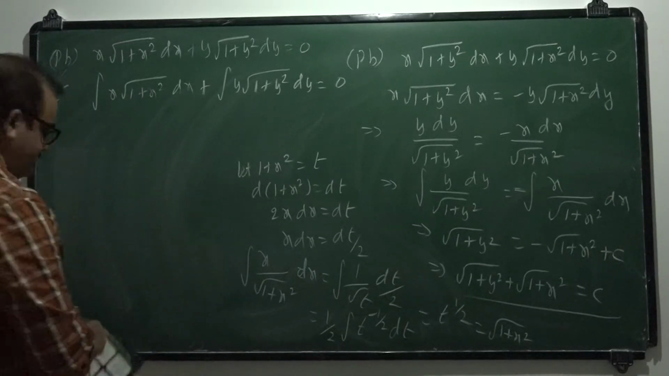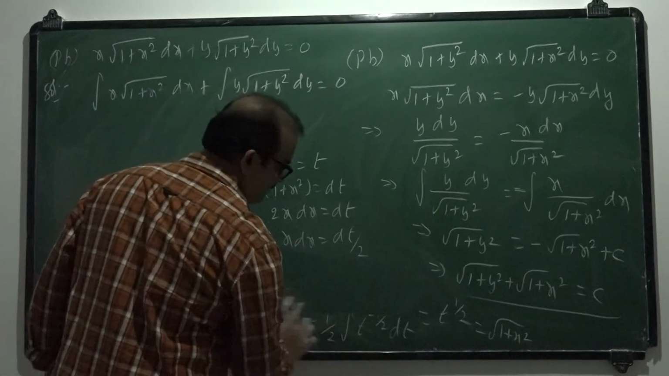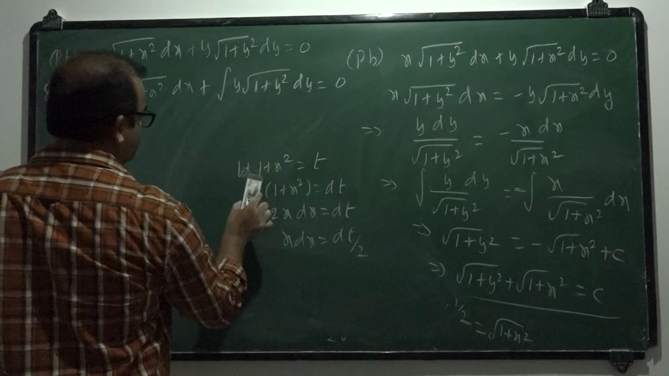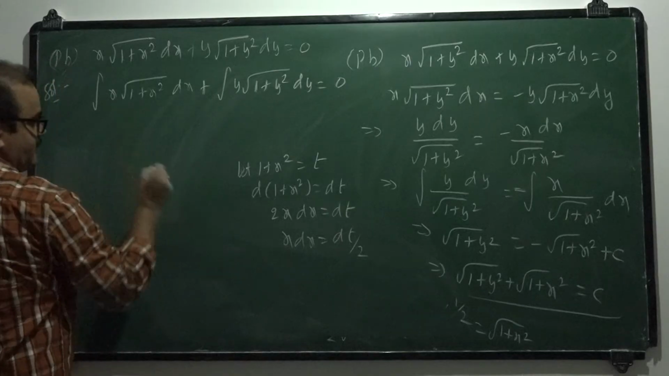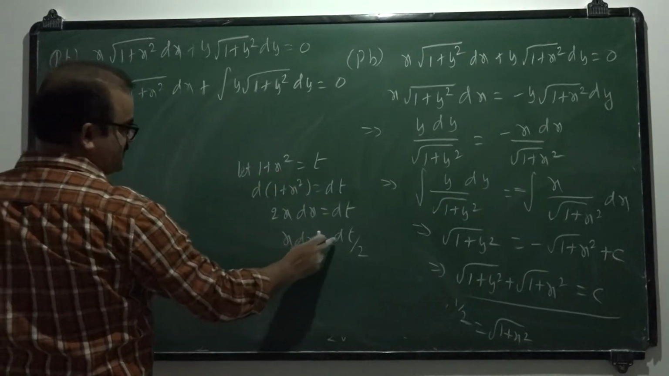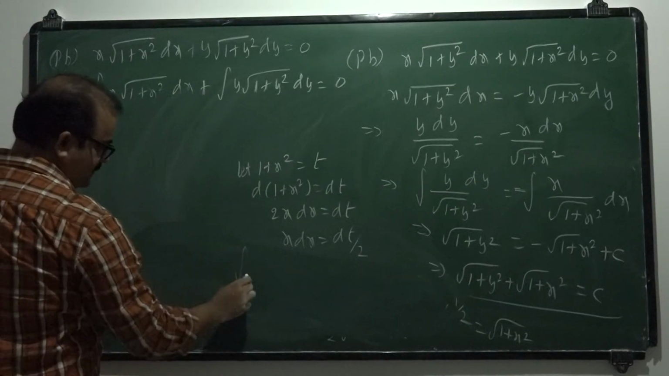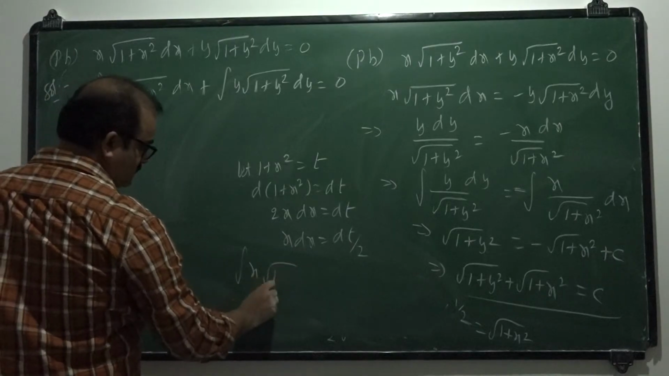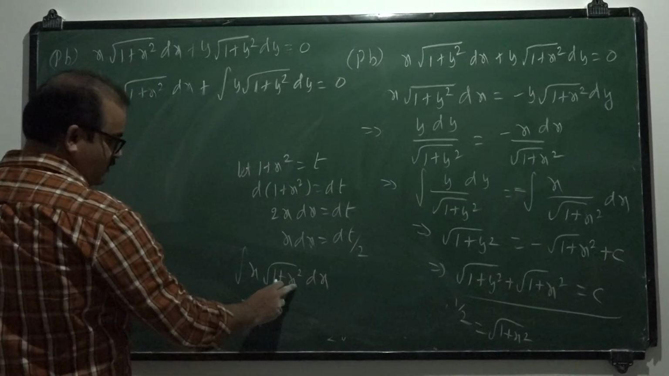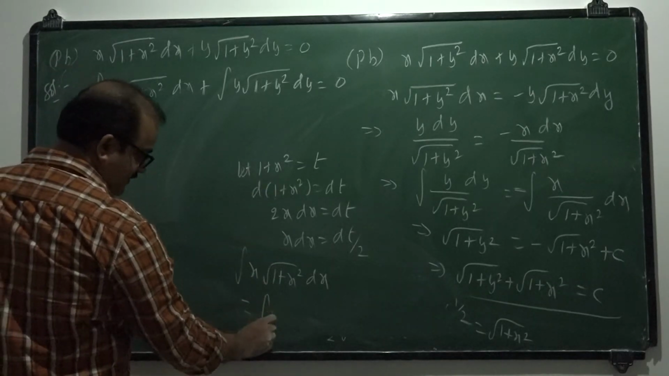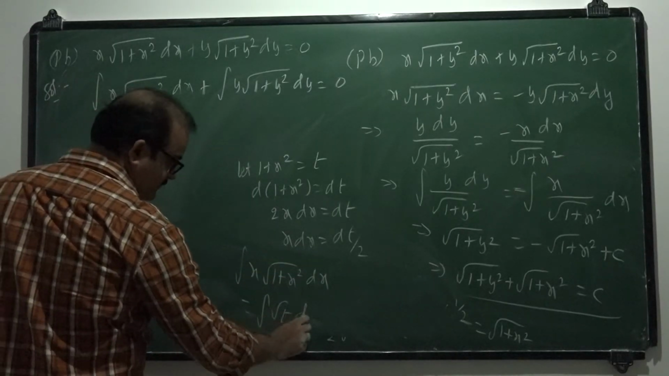You apply the same substitution. Apply the same assumption. Take 1 plus x square is equal to t. Then x into dx is dt by 2. We evaluate the first integration. Integral x into root 1 plus x square into dx. This is equal to integral of, 1 plus x square is t, so root t, x into dx. X into dx, that is dt by 2.